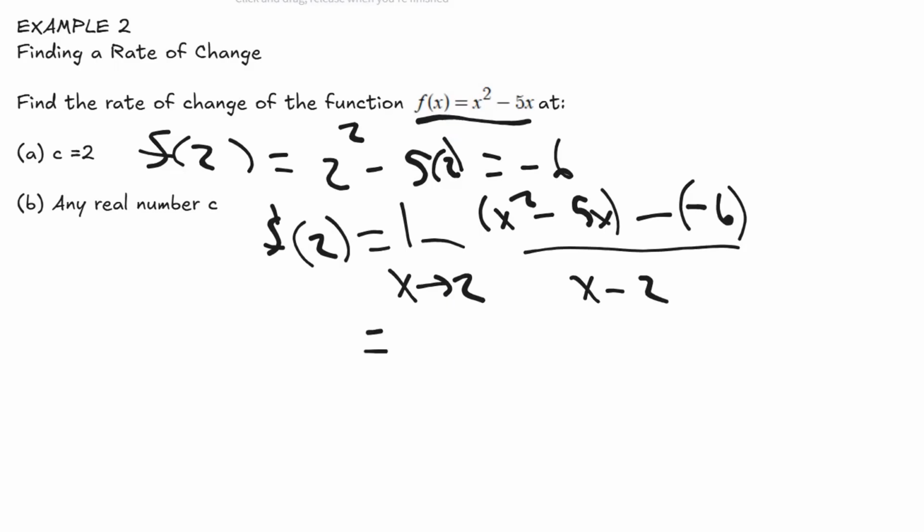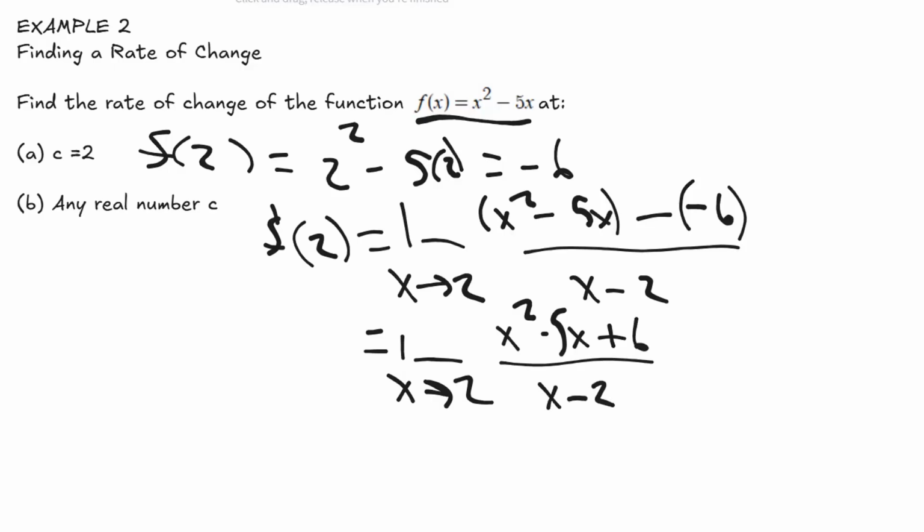Simplify this a little bit. You have the limit. The numerator would simplify to x squared minus 5x plus 6 over x minus 2. Again, using direct substitution, this limit would give you an indeterminate form. Since we have a rational function, we can try to factor.